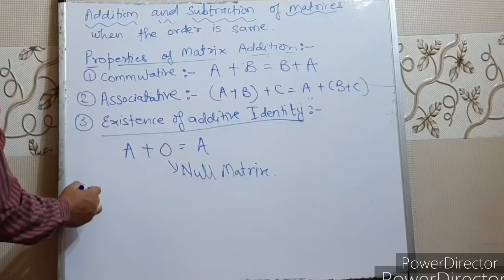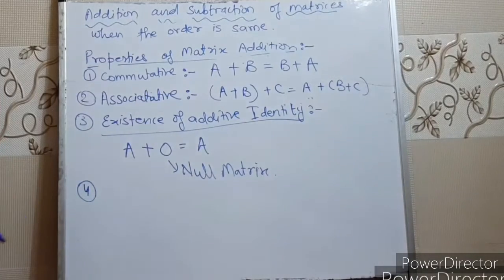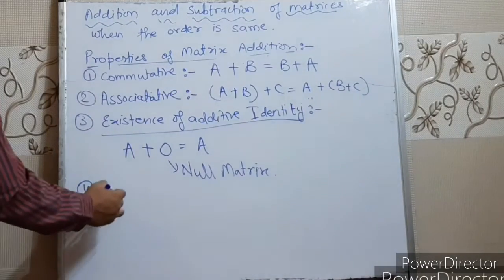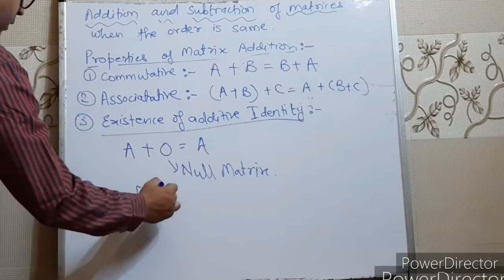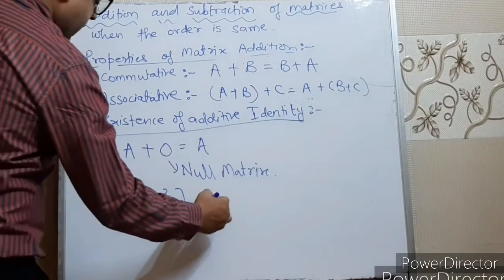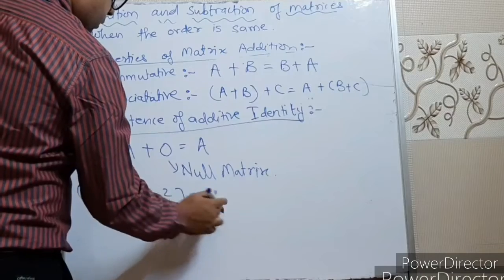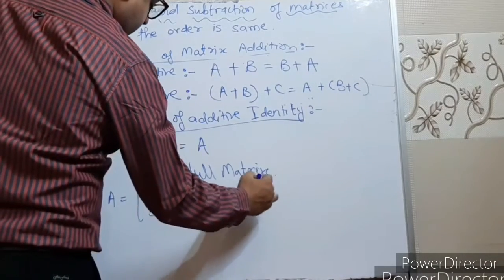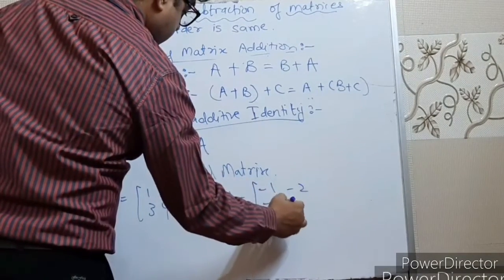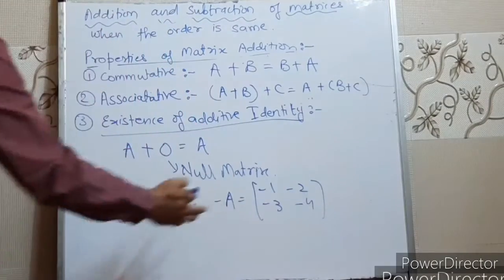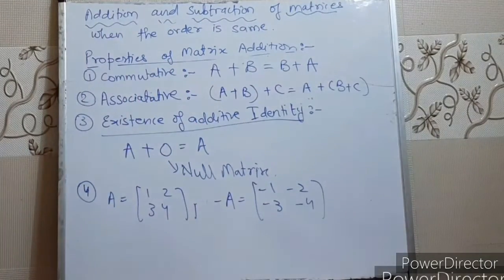Next is multiplication by a scalar. Suppose a matrix A is given as 1, 2, 3, 4 and you multiply by minus to it. So the value of minus A will be minus 1, minus 2, minus 3, minus 4. That means this minus sign will be multiplied into every element of the matrix. Okay, children?